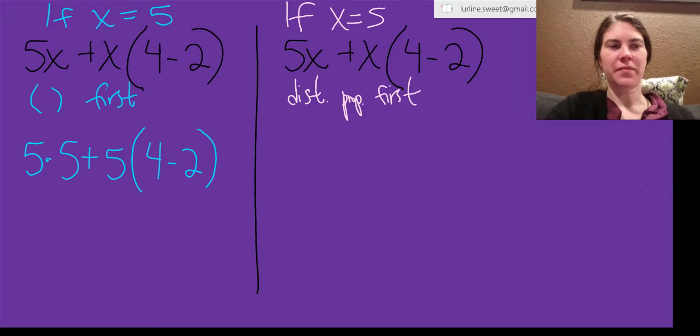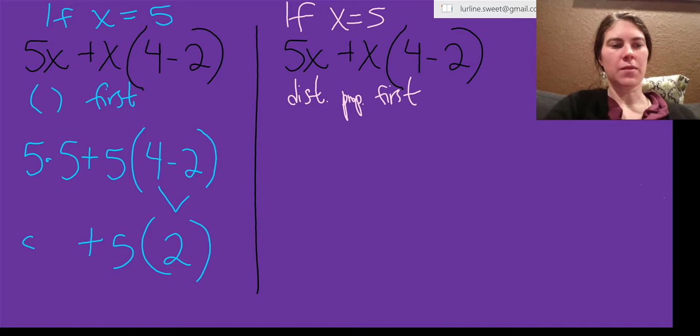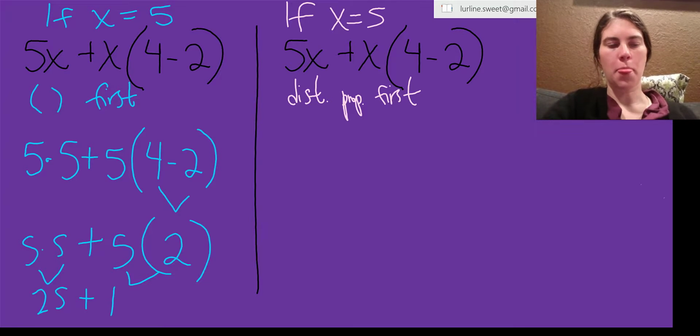I'm evaluating this expression. I'm going to first do what's inside the parentheses. So 4 minus 2 is 2. Copying the rest of the problem. The next thing in PEMDAS: I did parentheses, exponents, there are none, now multiplication and division. This is 25 plus, this is also multiplication, parentheses is multiplication, 10. So that's 25 plus 10. Now I'm ready for addition and subtraction, left to right. I got 35 as my answer.